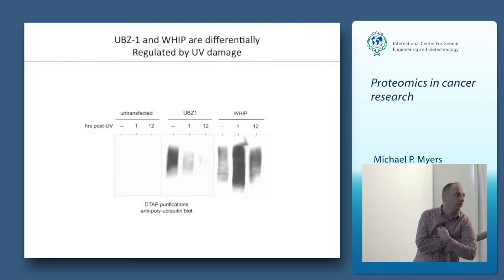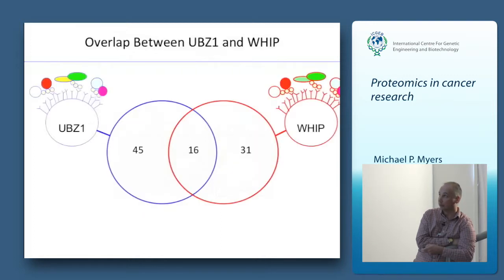Both of them are regulated by UV damage. If you stimulate the cells with ultraviolet, you get an increase in the ubiquitination and stability of WIP, but with UBZ1, it basically causes it to be degraded.